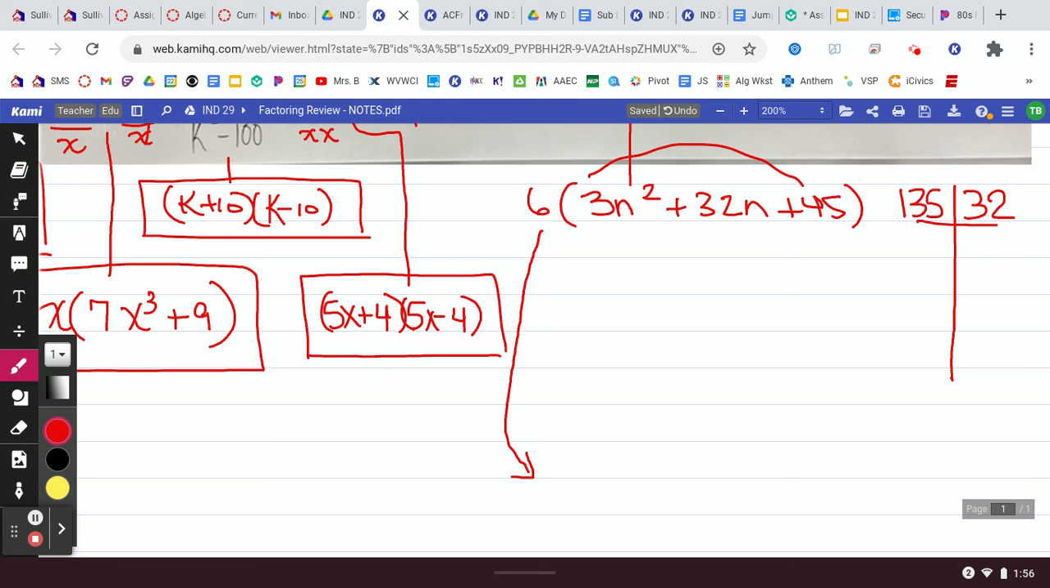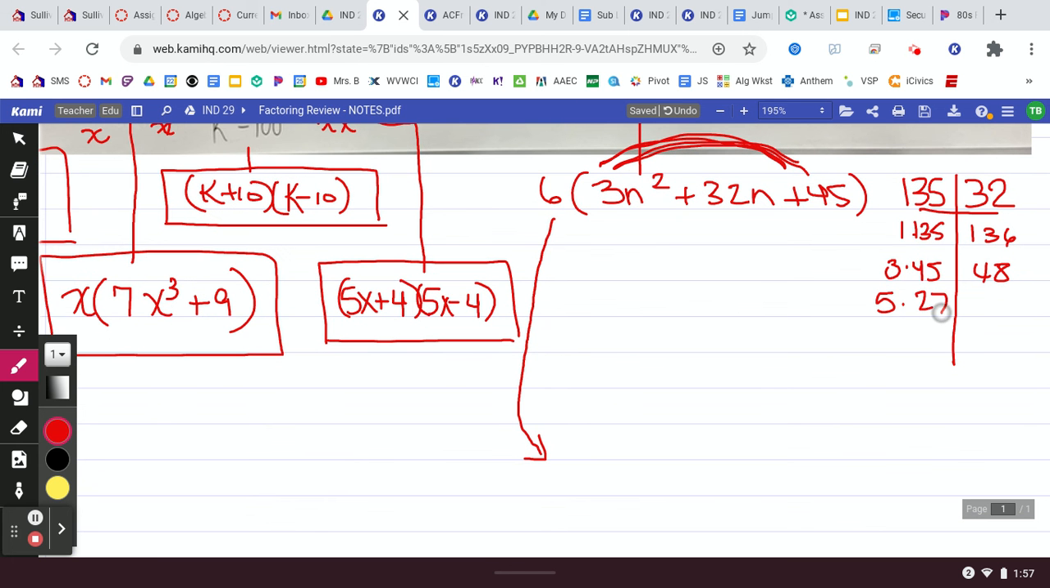Okay? So just looking at what's inside the parentheses, we know that 1 times 135 works, but that adds up to 136, so that's not going to work. 135 isn't even, so 2 isn't going to work. 3 times 45 is 135. We know that because that's our little arch that gave us that to begin with, but that adds up to 48. You can try 135 divided by 4, but it doesn't come out even, which means it doesn't work. So 135 divided by 5 is 27, and lo and behold, that adds up to 32. So there's your winning factors.